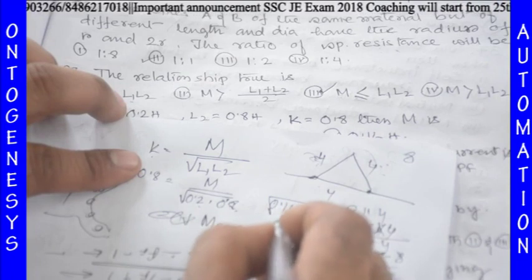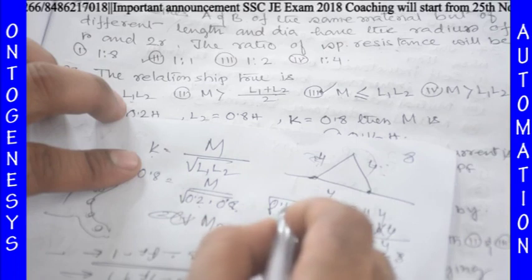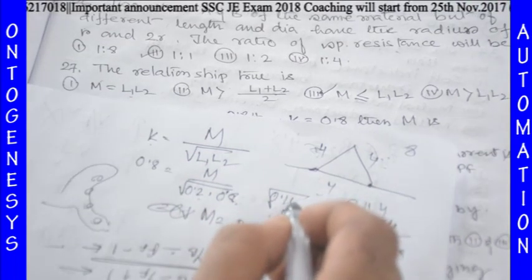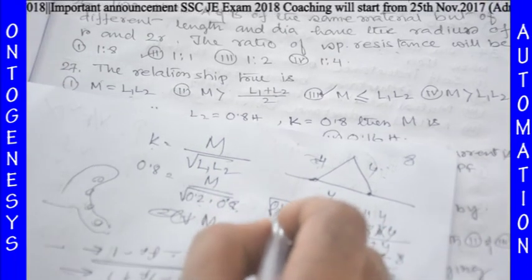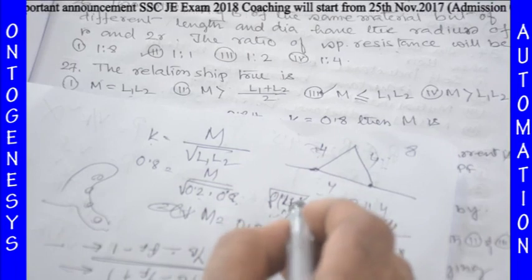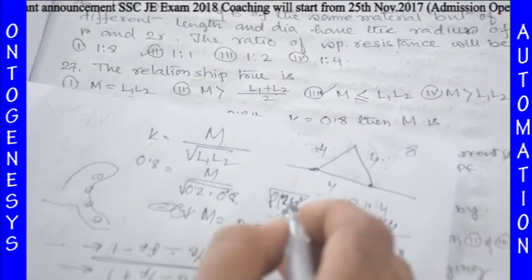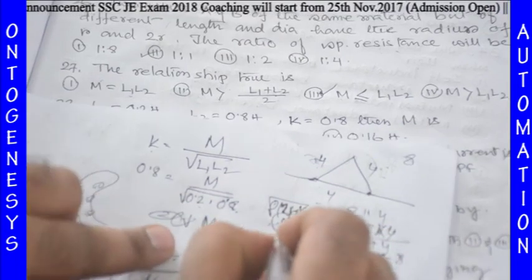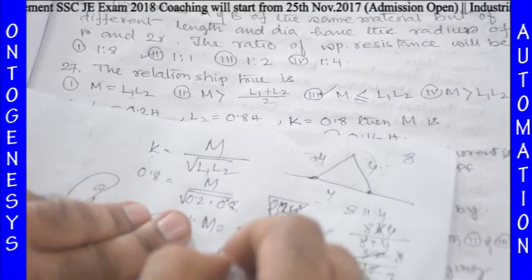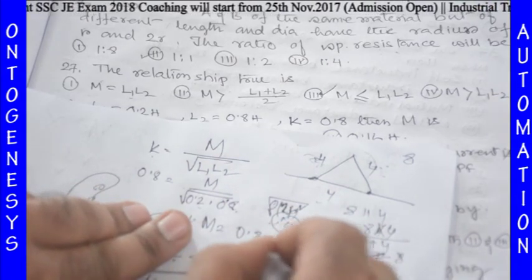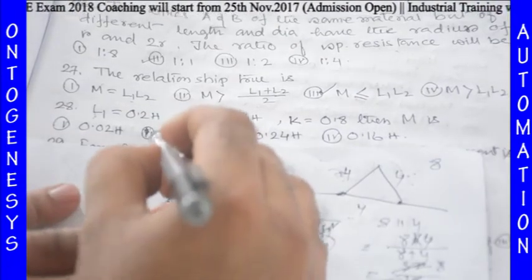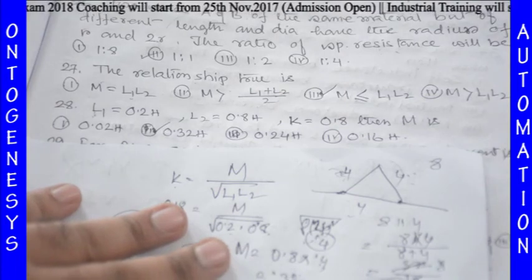So root of 0.16 is nothing but 0.4. So 0.8 into 0.4, it will be 0.32, so this will be your 0.32 Henry.